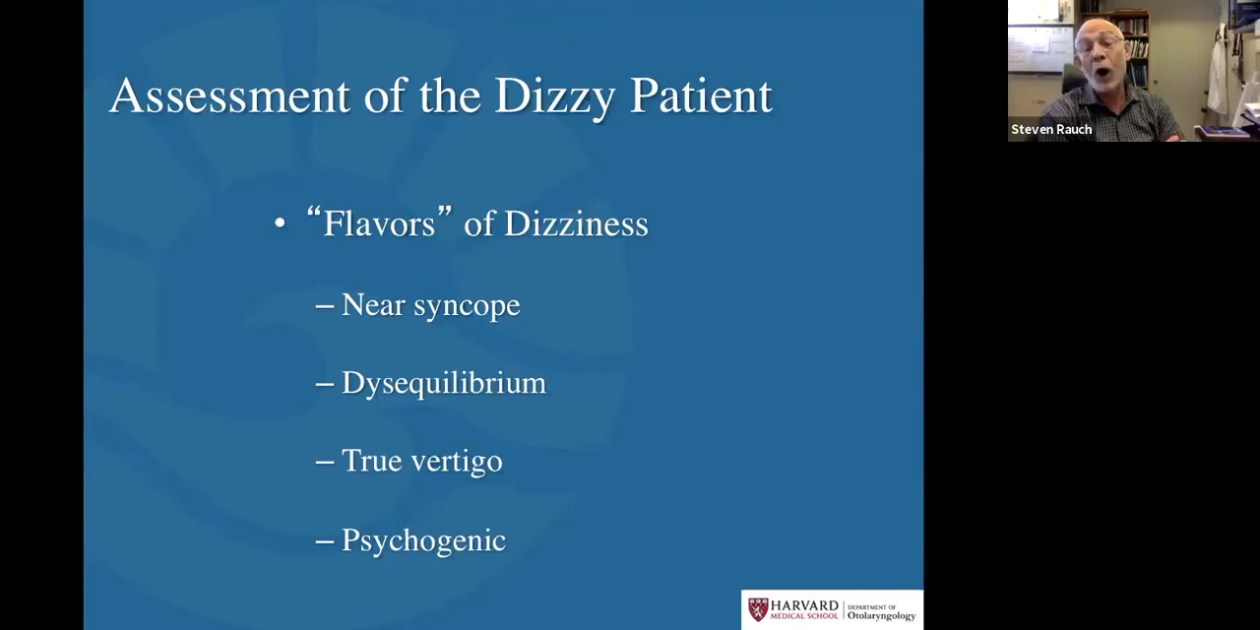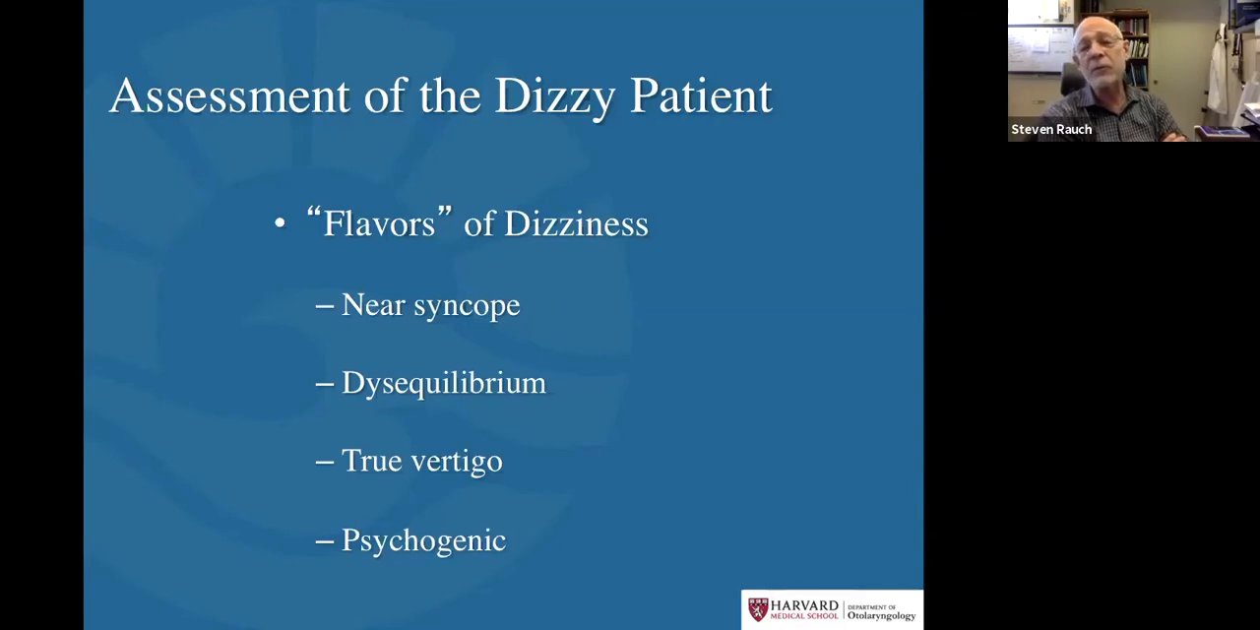And we all learn early in our training that the word dizzy really is not informative, and we have to get rid of that word and get on to something else. Without putting words in the patient's mouth, we have to get them to describe what they feel. And so dizziness comes in 4 flavors. The first flavor is people who feel like they're going to pass out, or actually do.